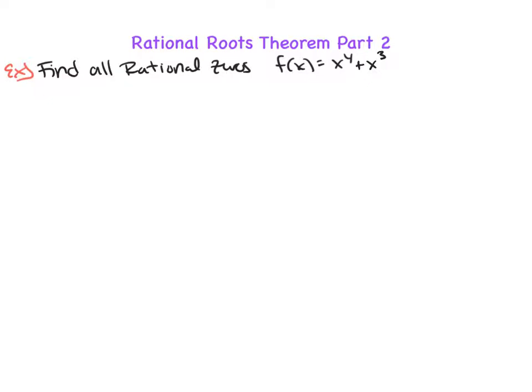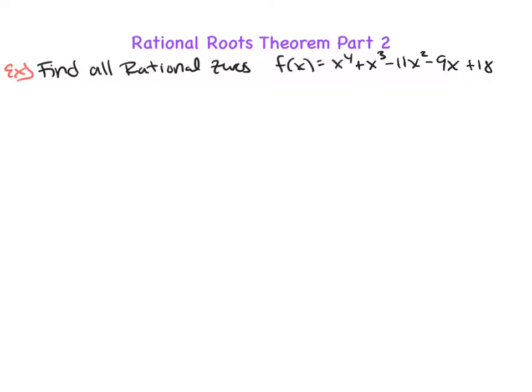Let's now do the example to find all rational zeros for f of x equals x to the 4th plus x to the 3rd minus 11x squared minus 9x plus 18.